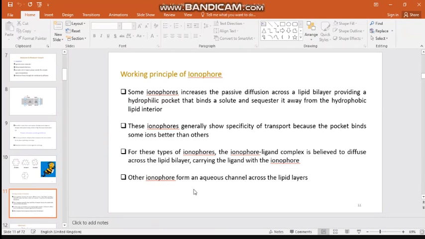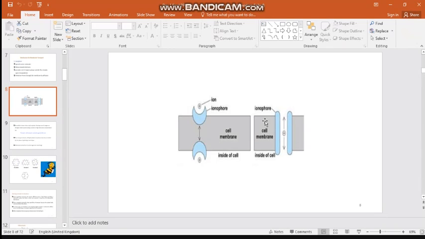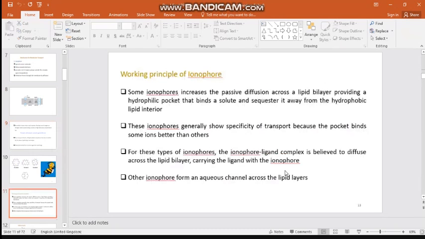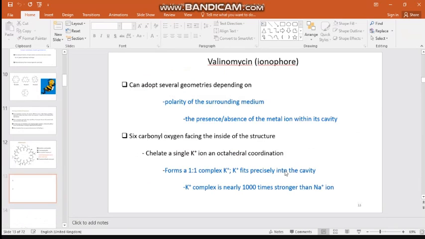The ionophore forms an aqueous channel across the lipid bilayer. As we have seen in the figure, this is also forming an aqueous channel, or here it is making some passage pathway. Here you can see the aqueous channel will be formed. This aqueous channel will facilitate the diffusion of the metal ion. Those are the things we should keep in our mind.